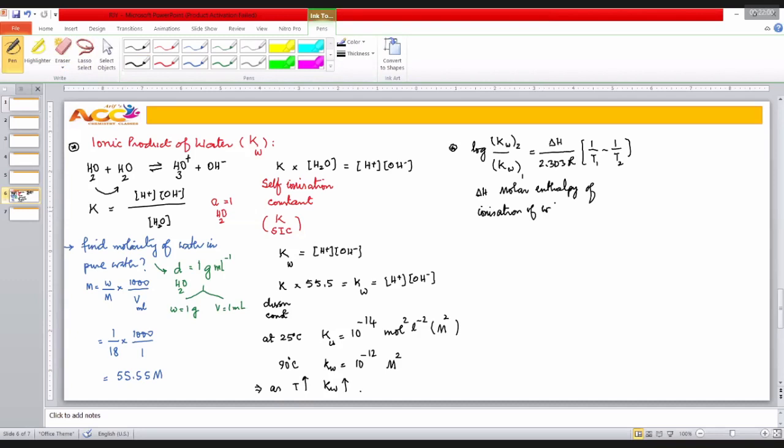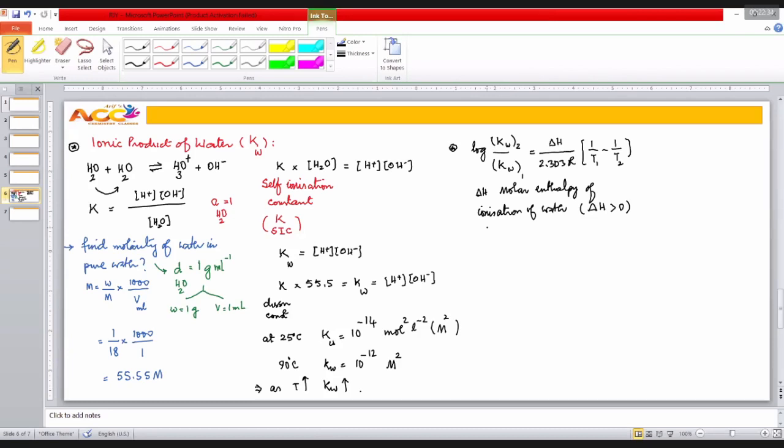Naturally, remember that this must always be a positive quantity, because if you want to ionize a substance, you should supply a certain amount of energy. Therefore, delta H is more than 0. This is positive. This is also positive because T2 is always more than T1. This means log Kw2 by Kw1 is positive. This proves that as you increase temperature, the Kw value also increases. This is the effect of temperature.